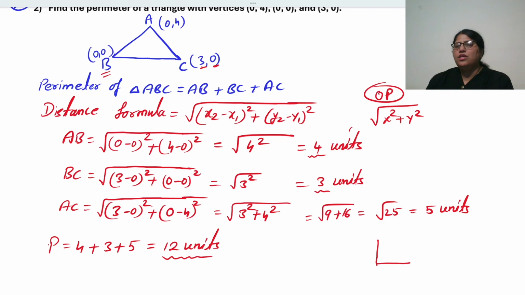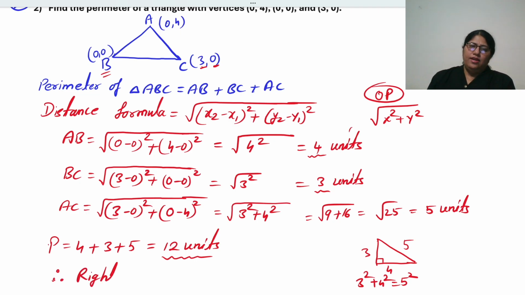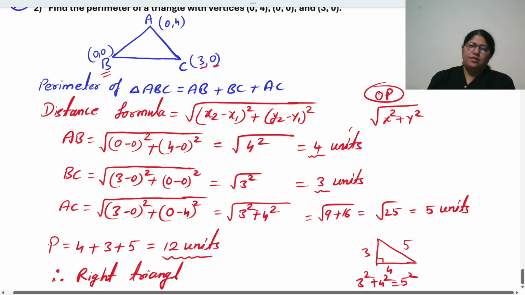So if I'll draw this, this is going to form a right triangle because 3, 4, 5, right? We know that 3 square plus 4 square equals 5 square, right? 3 square is 9, 9 plus 16, it is 25. So they can ask you another question also, mention the type of triangle. So it is a right triangle, right? With hypotenuse, it is a right triangle.